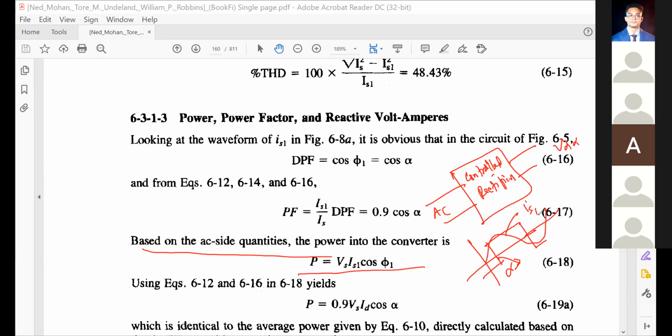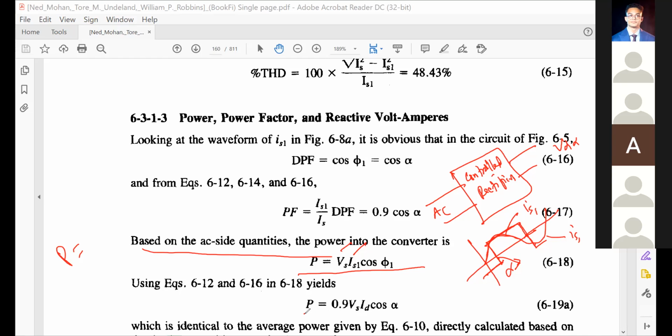So when you write down the equation, you have to write not the rectangular current, rather you have to write the sinusoidal. So sinusoidal, this is your IS1. Write down VS is sinusoidal, IS1 is the RMS value of the sinusoidal, and cosine alpha is the power factor. So this is your input power.